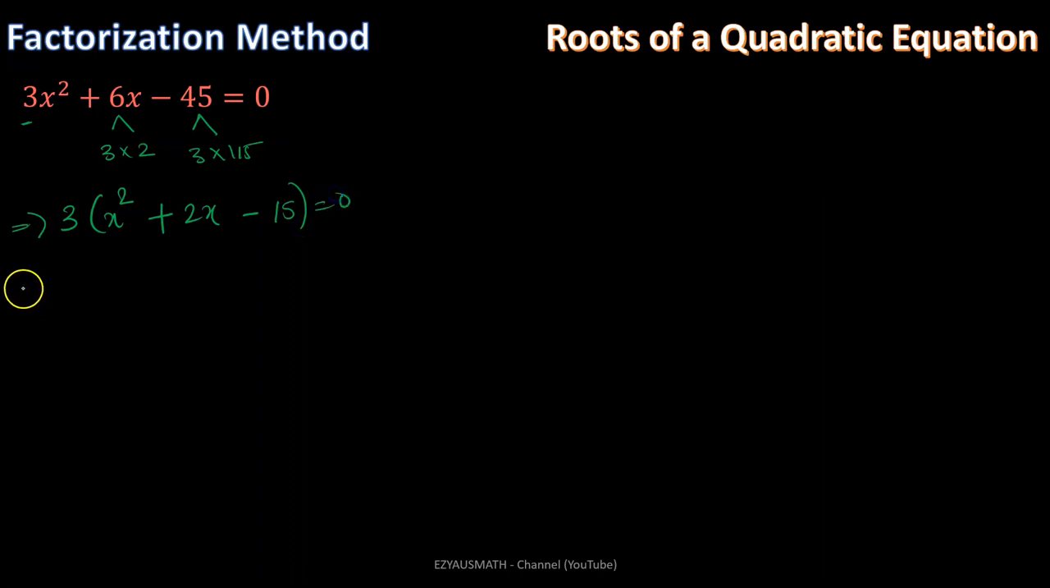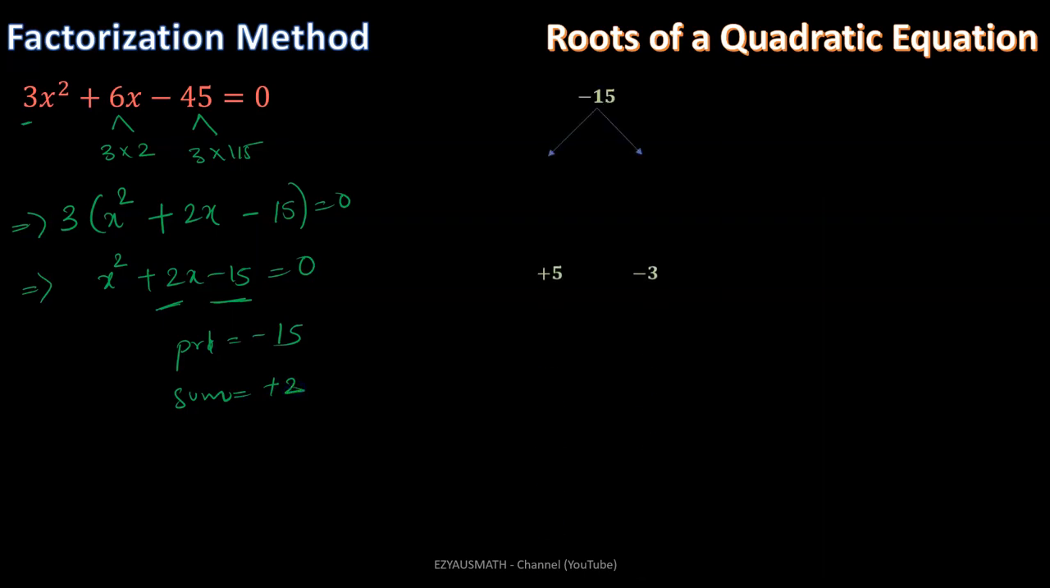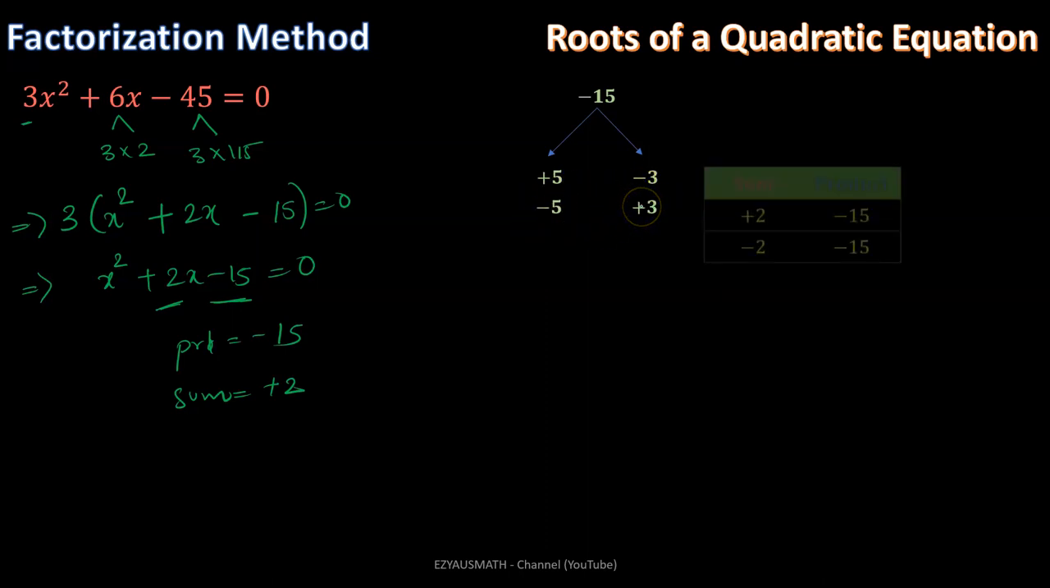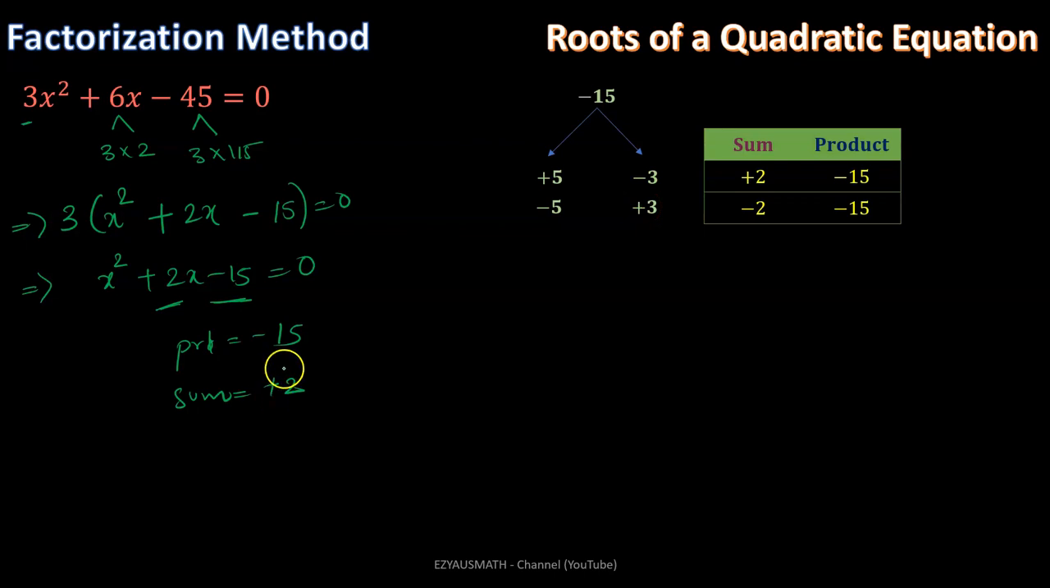equal to 0. Dividing this equation by 3, we are left with x squared plus 2x minus 15 is equal to 0. Now we have to split minus 15 such that the product is minus 15 and the sum is plus 2. Now how can we factorize minus 15? The factors of minus 15 are such that we need a negative product. So the only two pairs we can take into consideration are: one will be positive and the other negative, or one will be negative and the other positive. Okay, so let us see which of these pairs will give you the sum 2.